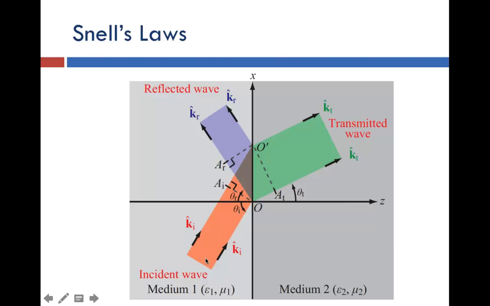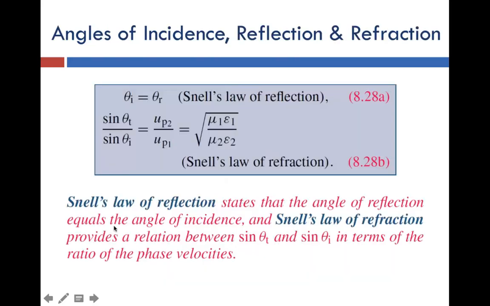And I want you to note that the boundary is actually the xy plane occurring at z equals 0, but the reflected and incident angles are measured from the normal to that. So we do not measure the angle between k and the plane. We measure the angle between the normal to the plane and k. So that can be a little bit confusing.